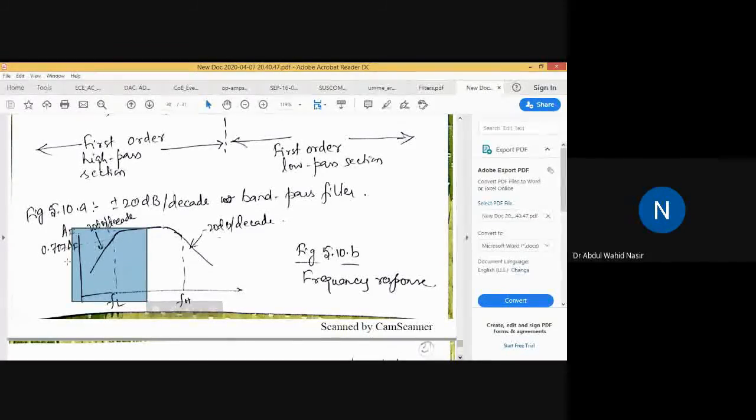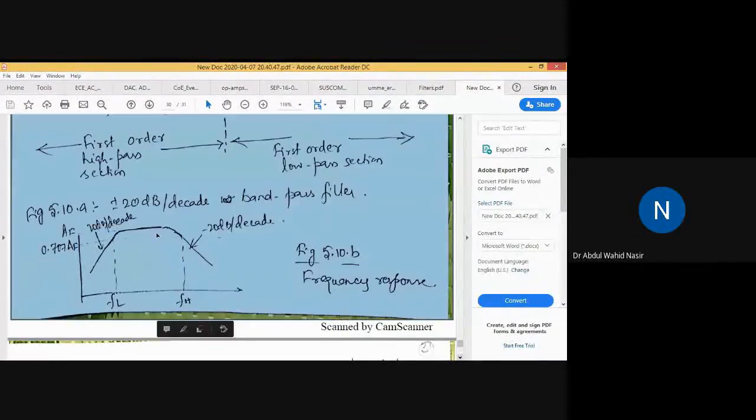On the screen, you can see that for the range of frequency which is lower than FL, this filter is not allowing the signal to pass. And after FL, what is greater than FL, it is allowing to pass. So here, this filter is acting as a high pass filter.